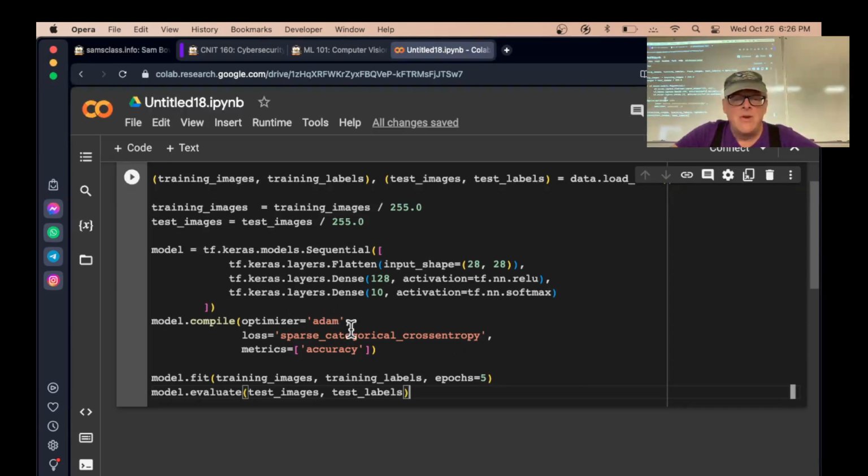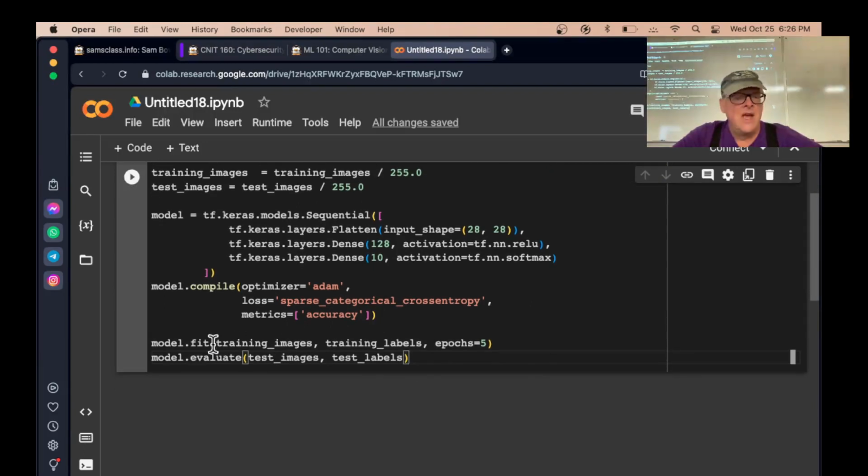And we're going to use an optimizer called ADAM, which is more complicated. The stochastic gradient descent just took little steps of a fixed size. The ADAM changes the step size as needed, so it converges in fewer steps, but each step takes more calculation. Then it's going to fit the model, and then it's going to evaluate it.